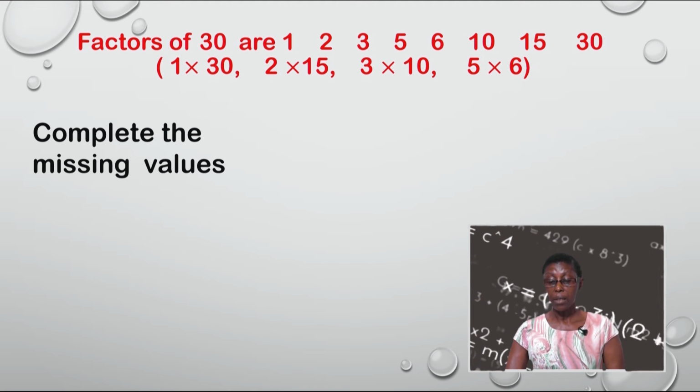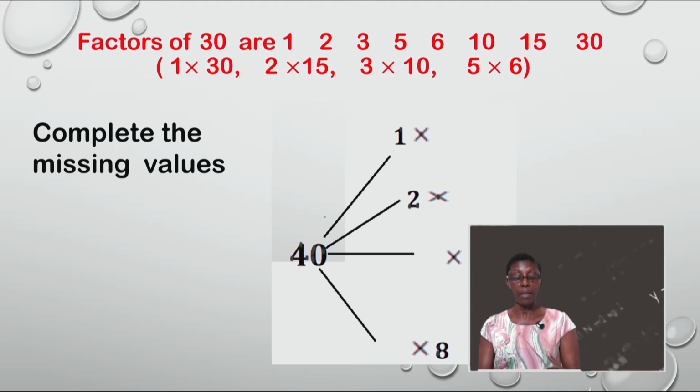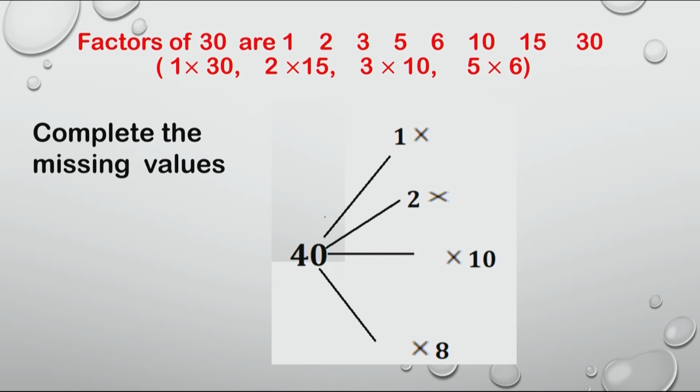Okay, so now let's have a look at 40. We want the factors of 40. I've given you part of it. You need to fill in the missing numbers. So you need to complete this multiplication so that we get the factors of 40. So 1 times what gives you 40? 2 times what gives you 40? What times 10 gives you 40? What times 8 gives you 40?